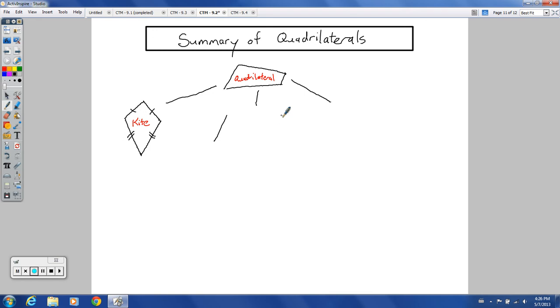I could have a parallelogram, something like this, where you have two pairs of parallel sides, which I can denote like this. And the markings that I'm putting on here is what it has to be at the very least. Or it's the definition, that's a better way to put it. What defines a parallelogram is that you have two pairs of parallel sides. What defines a kite is that you have two pairs of consecutive congruent sides.